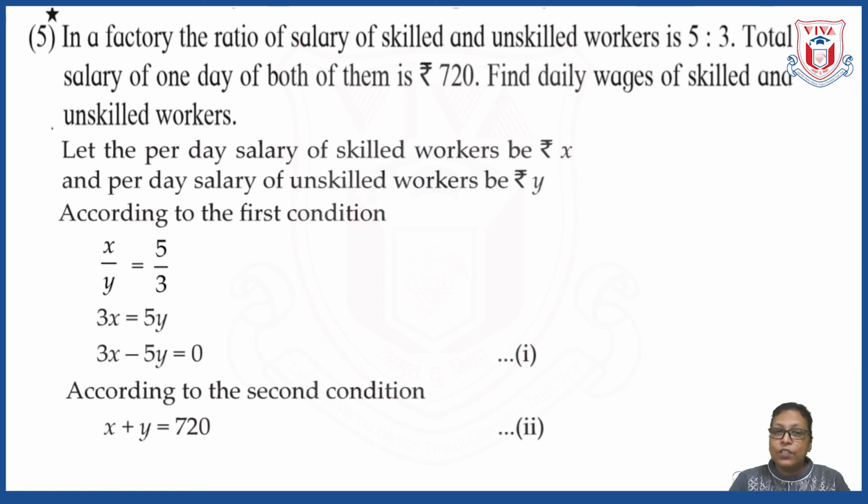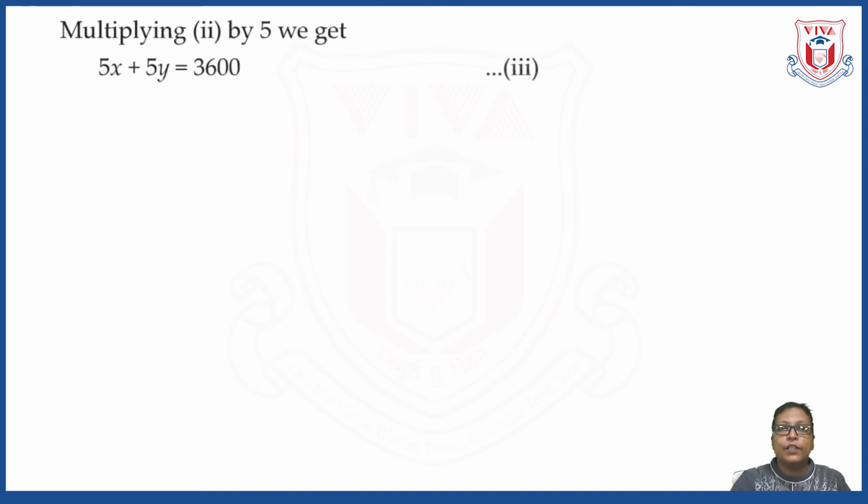Observe the equations. Here you have to equate any one coefficient. Either you can equate the coefficient of x or you can equate the coefficient of y. If you want to equate the coefficient of x, multiply equation 2 by 3. And if you want to equate the coefficient of y, multiply equation 2 by 5. So do the needful. You can solve in any one way. So let us solve it.